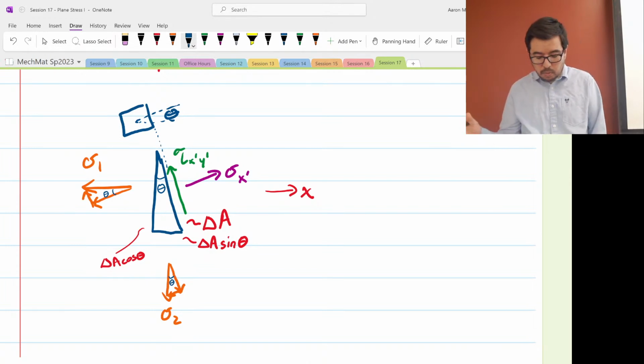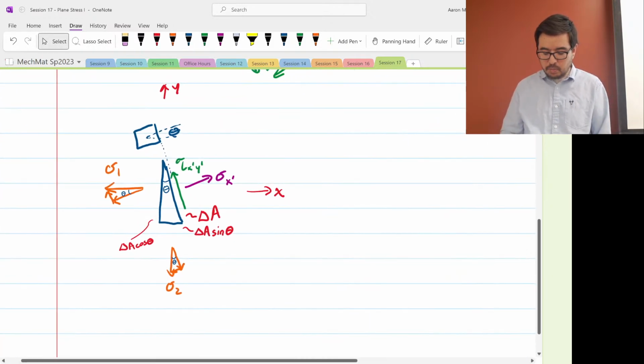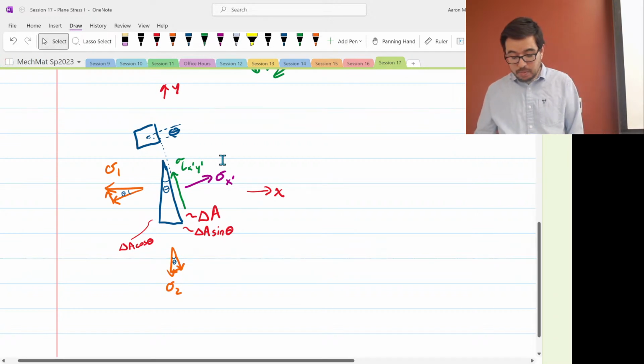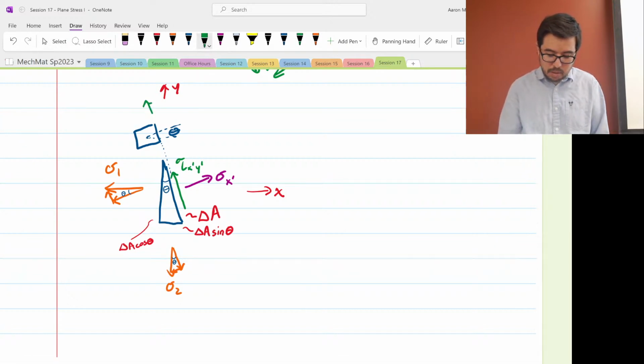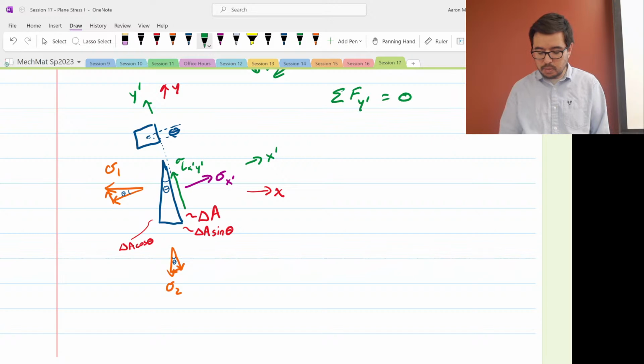So what do we do at this point? We're now pretty much in a position where we can start to do equilibrium. Actually, we don't need to do equilibrium in the x prime direction. We need to do equilibrium in the y prime direction. Y prime, I probably should have drawn it up here, is this direction. X prime is that direction. So sum of forces in y prime equals 0.